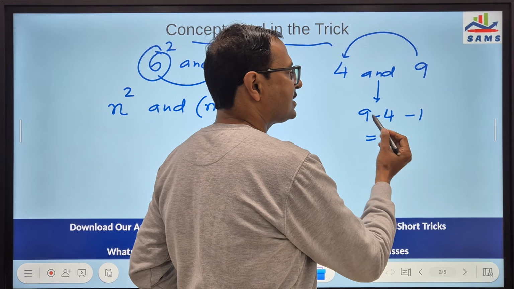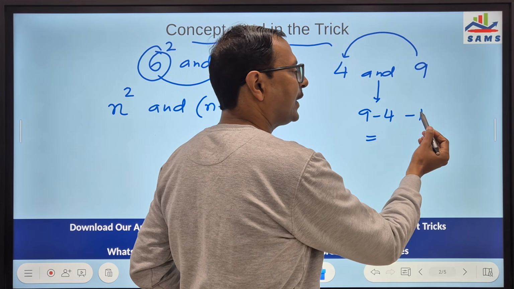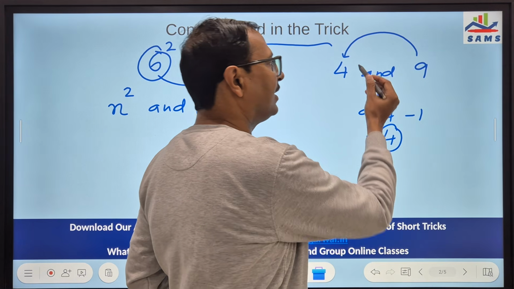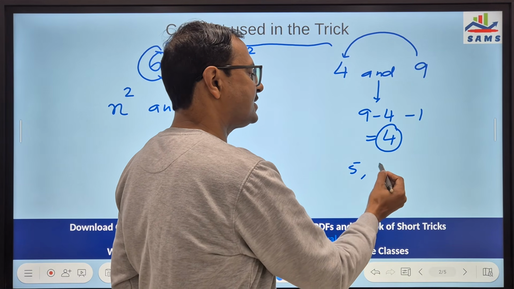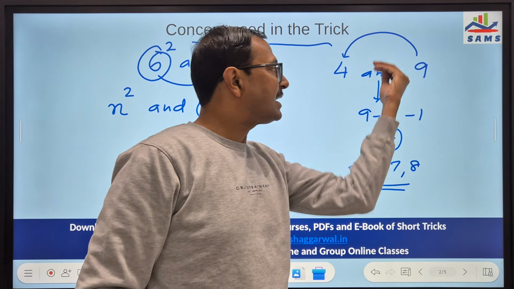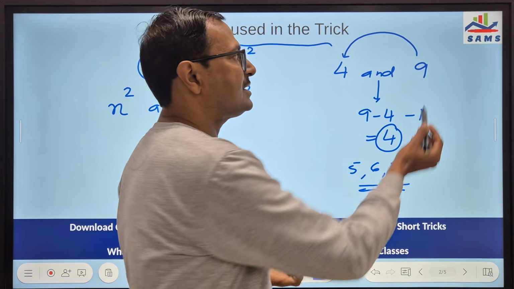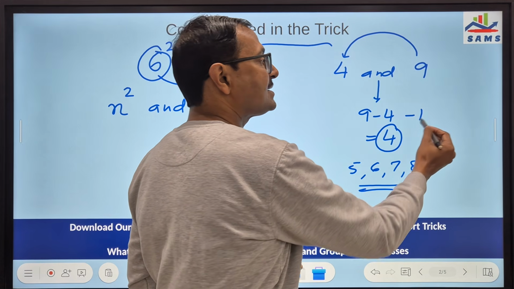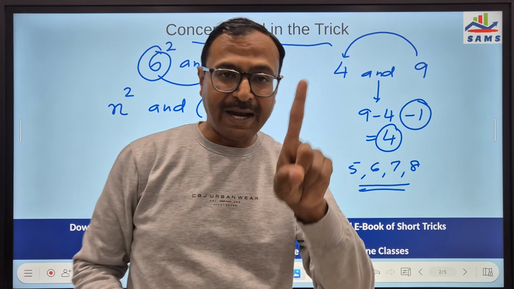And now the correct answer is 9 minus 4, 5, 5 minus 1, 4. And you can check, the 4 numbers are 5, 6, 7 and 8. So how do you find how many numbers lie between two given numbers? Just subtract the numbers like this and subtract 1 from that difference.